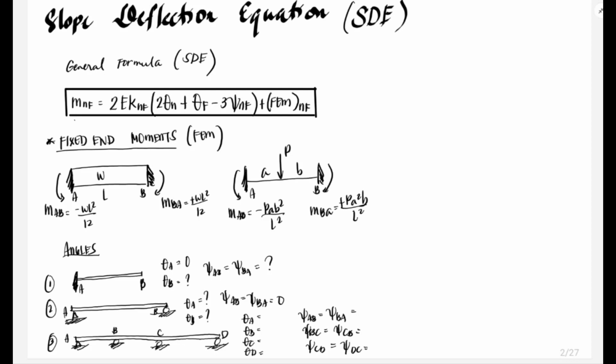Yung E, that is your modulus of elasticity. Your K is your stiffness, alam naman natin yung stiffness, ang formula nun would be I over L. And then yung theta natin dyan, when we say theta near, that is the rotation of your tangent at support end. Yung theta far, that is the rotation of the tangent at support far.